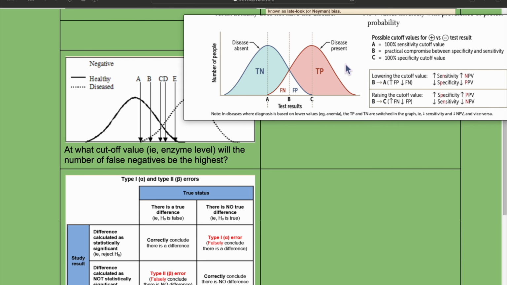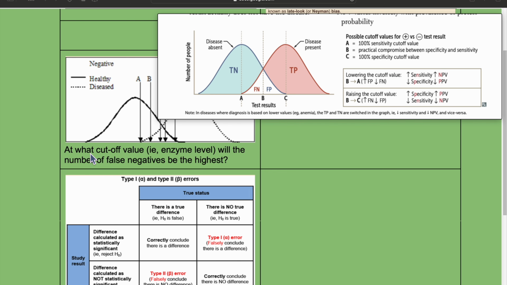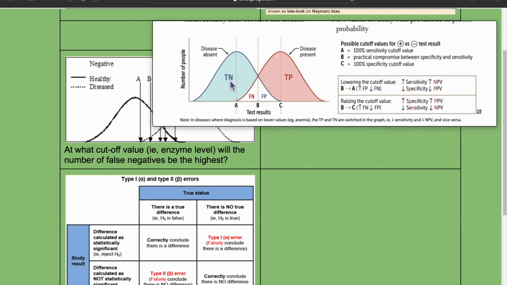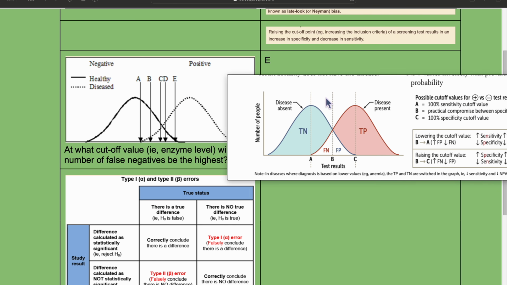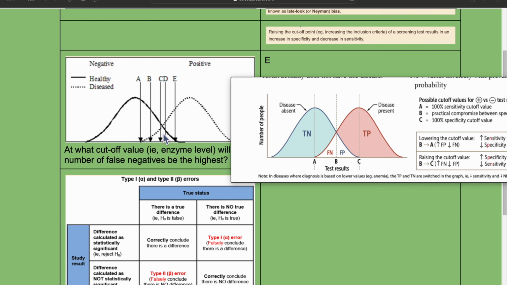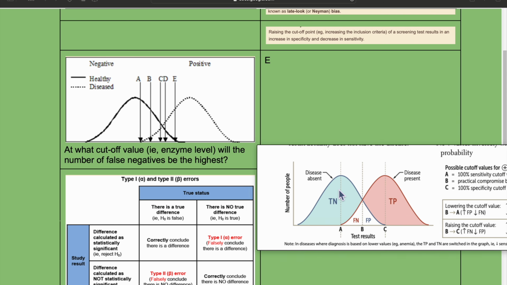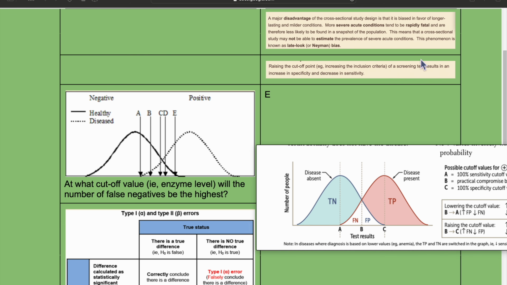Okay, so they're asking, well, at what cutoff value, that is enzyme level, will the number of false negatives be the highest? So false negative will be the highest when this line moves from B to C, right? So from here to here, so E. And that's basically it.